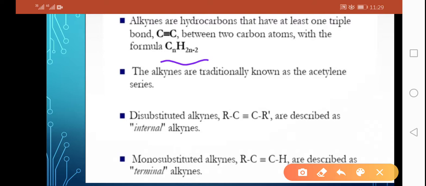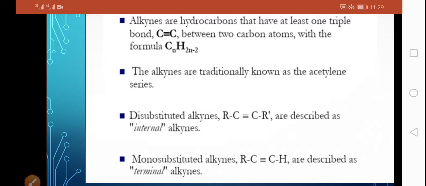This is the general formula for the alkynes, and the alkynes are traditionally known as the acetylene series. Acetylene is the first member of the alkyne hydrocarbon group or the compounds, and normally the alkynes are known by their first member, which is called acetylene, and due to the acetylene we can call the alkynes as the acetylene series.